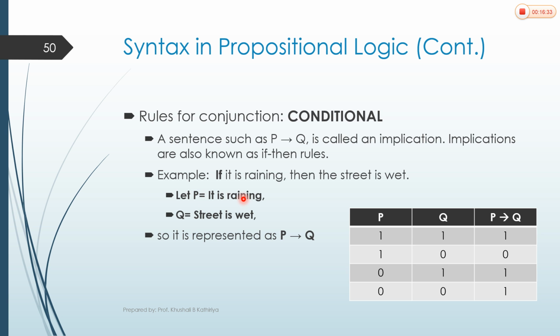P is equal to it is raining, Q is equal to street is wet. So we generate a truth table for the P and Q propositions. Same condition. Now what is P implies Q? What is the value for P implies Q? First of all, if it is raining, then the street is wet. So this is true.